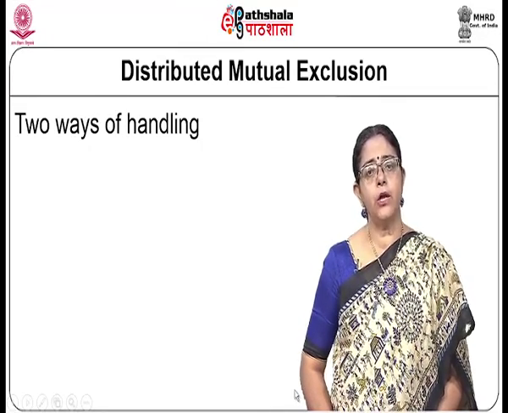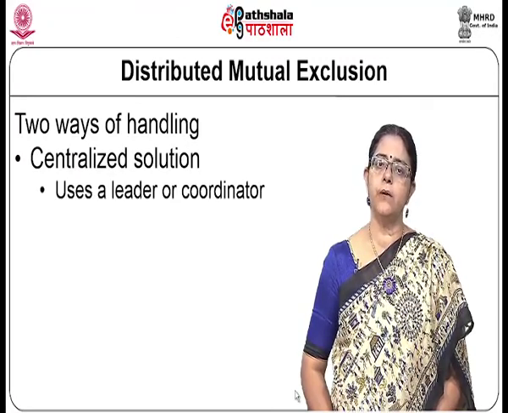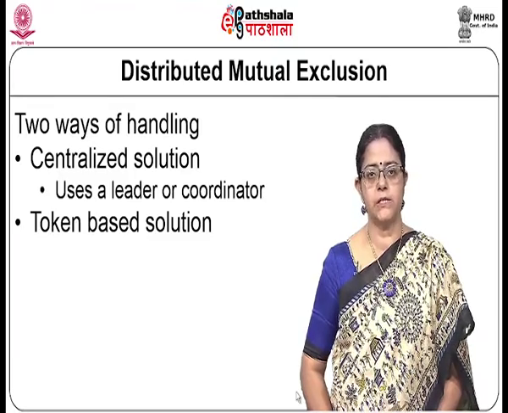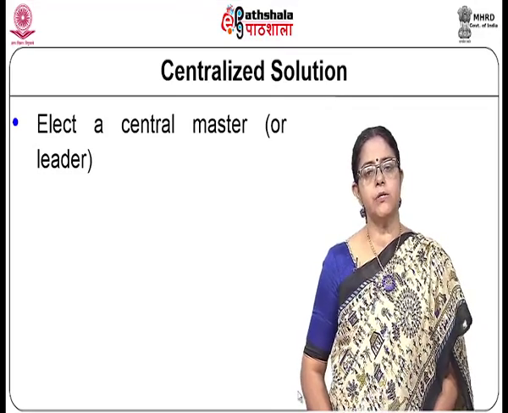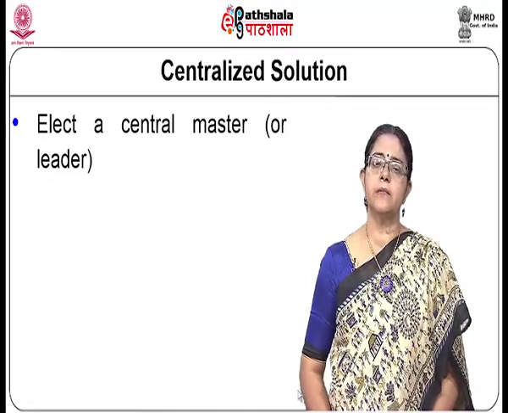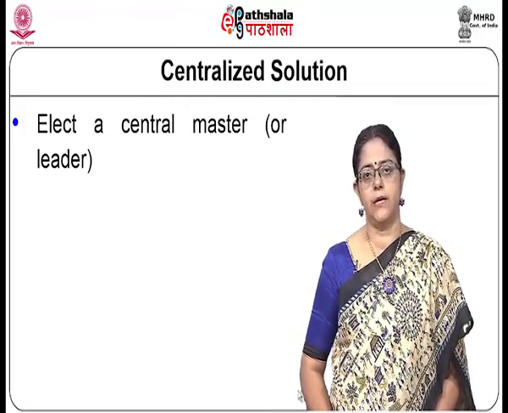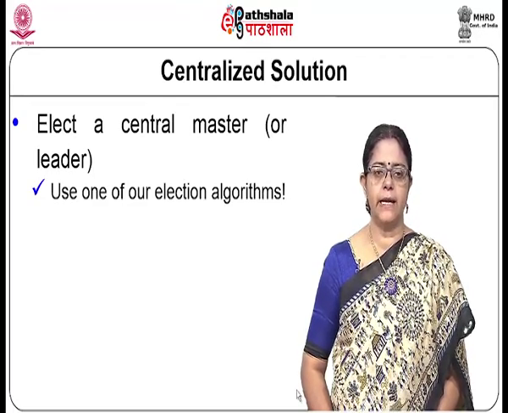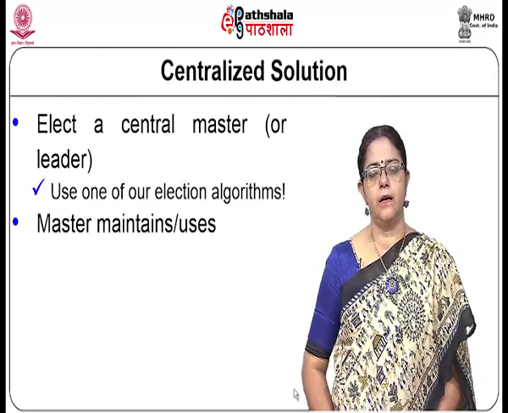So, we will look at two kinds of algorithms. One is a centralized solution where we will use a master or a leader for communication and for executing the mutual exclusion, and the other one is called a token based solution. So, in a centralized solution, we will elect a master. We have already looked at election algorithms, and any one of these algorithms can be taken to elect a master, and this master will maintain a couple of things.